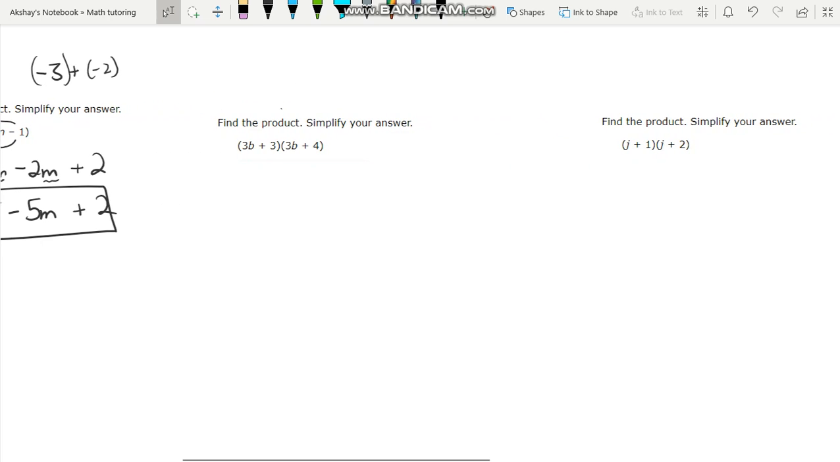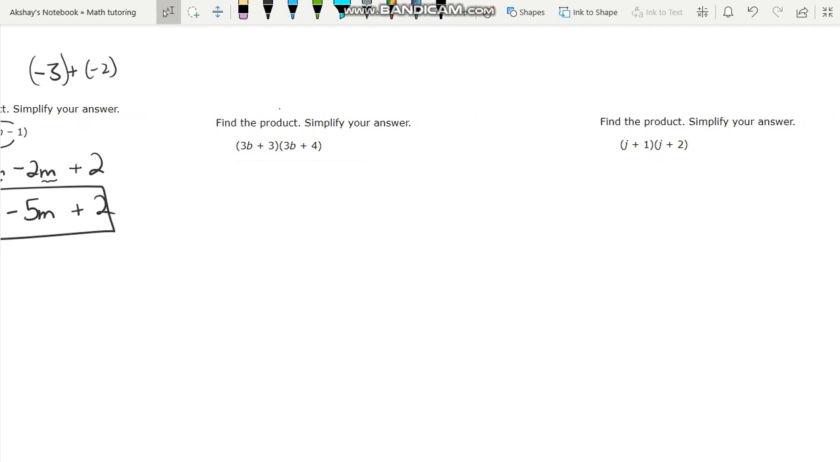Next question, we're asked to find the product and simplify our answer. 3b plus 3 times 3b plus 4. Of course, now we can use our distributive property. 3b times 3b gives me 9b squared. I multiply my coefficients and my variables together, hence again 9b squared. 3b times 4 gives plus 12b. 3 times 3b gives me 9b. 3 times 4 gives me 12.